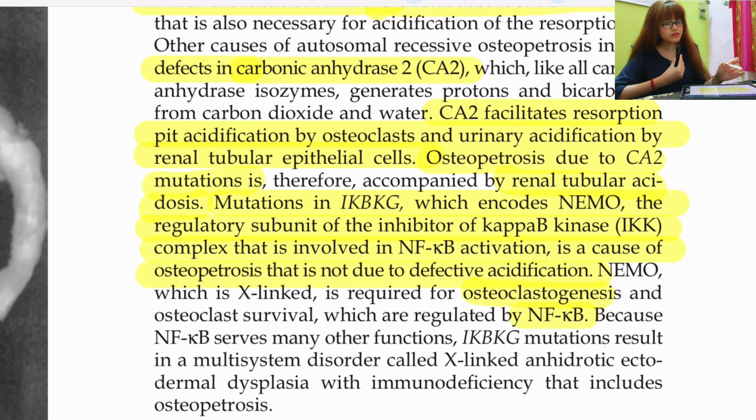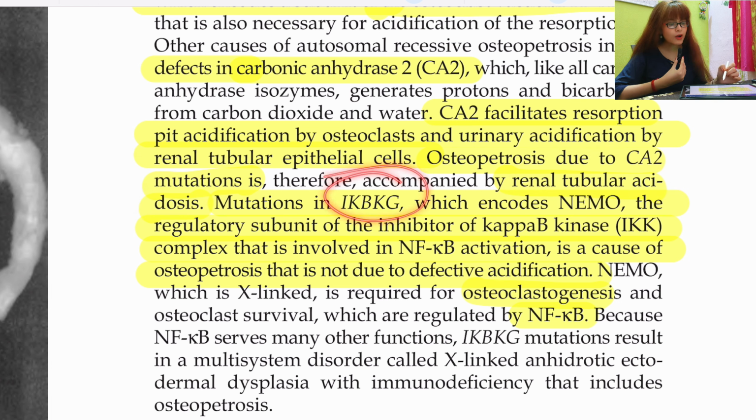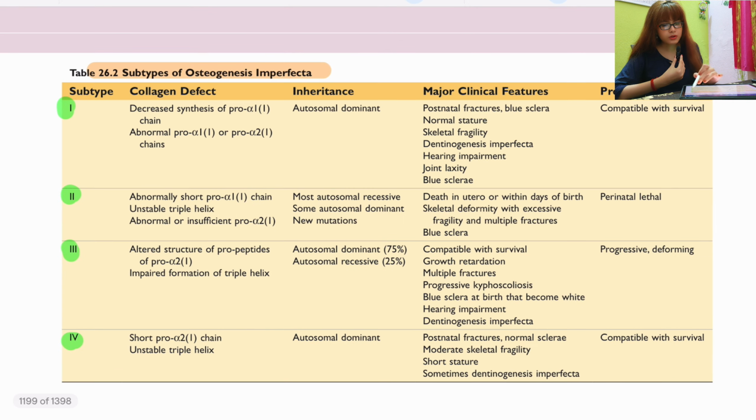So whenever there is defective acidification, then the carbonic anhydrase enzyme is involved, and it also involves renal tubular acidosis. That is number one type, and number two is where there is a defect in this gene, which is ultimately affecting the process of osteoclastogenesis. But here there is no defect in the acidification.